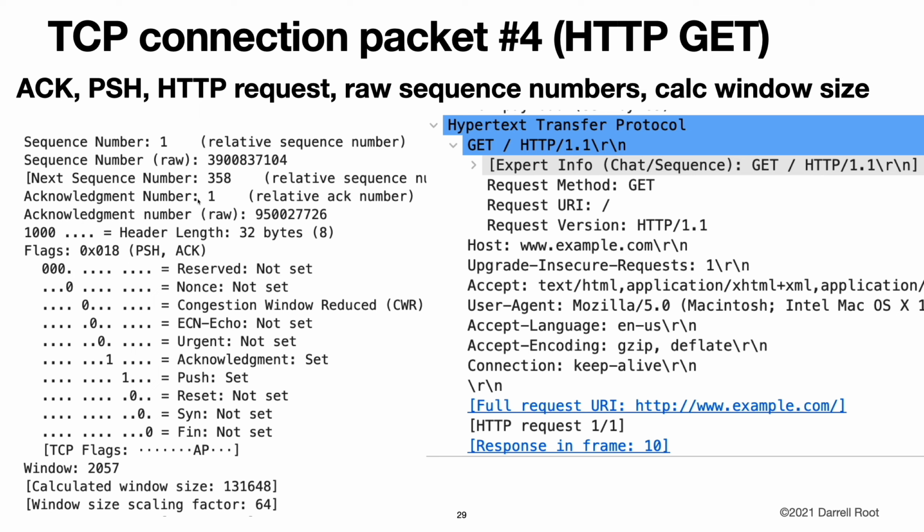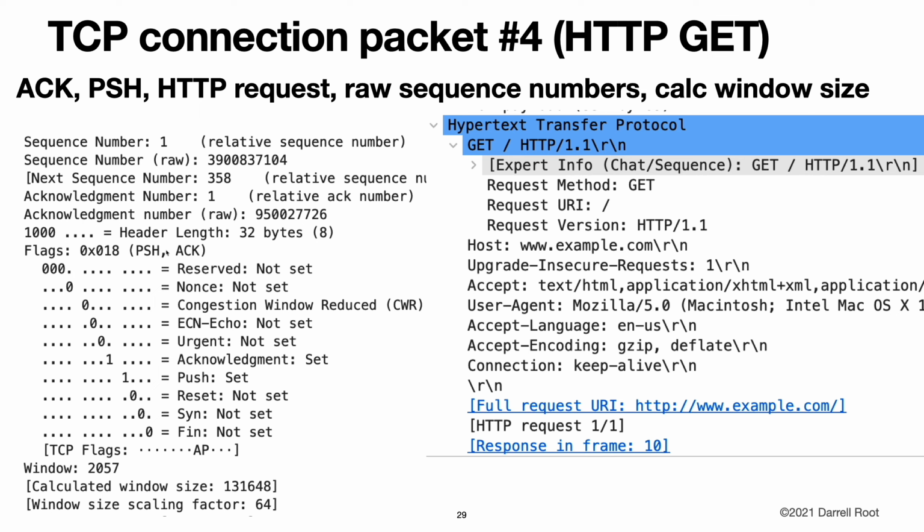My sequence number is 1, which is a relative sequence number modified by Wireshark. The actual sequence number is this big long number encoded in the packet. However, when we're sending it, we're saying the first octet we're sending is octet number 1, so the first actual byte of data in our stream. The length of this is 357, so the next sequence number that we are expecting to send is 358, also raw.